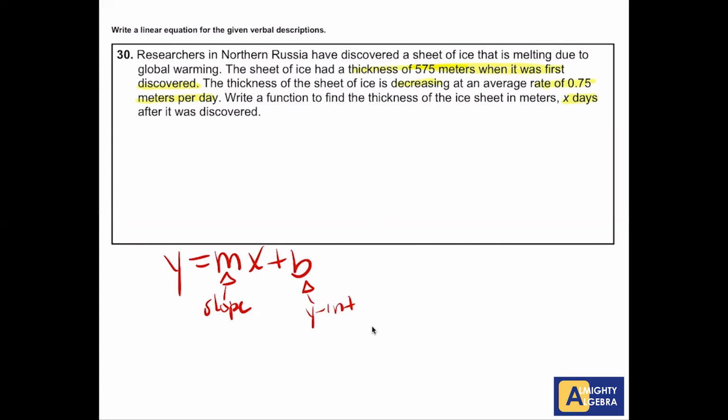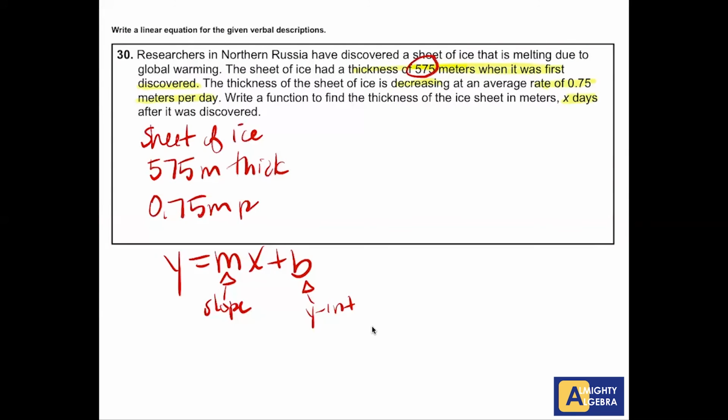The first thing I want to ask myself is, what is this problem talking about? It's talking about a sheet of ice. What do they give me in this problem? What numerical values do they give me? They give me 575. So the sheet of ice was 575 meters thick. And they also give me 0.75 meters per day.